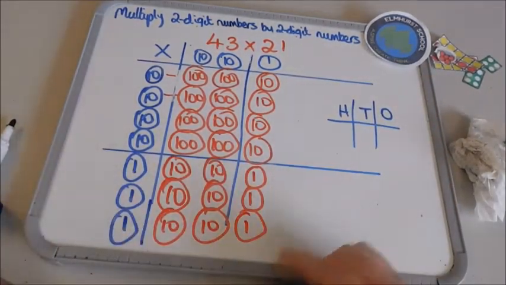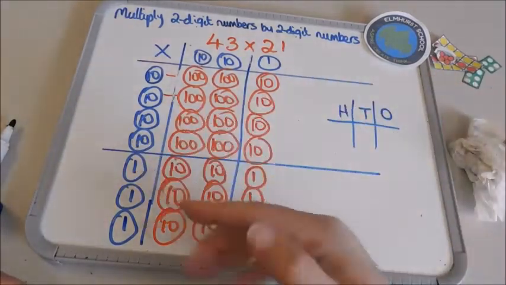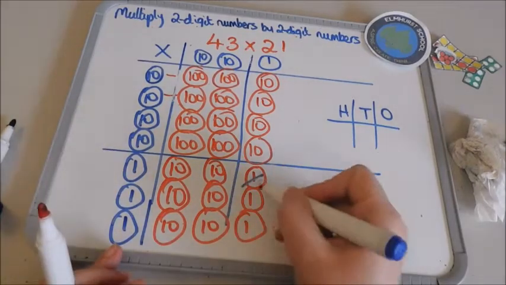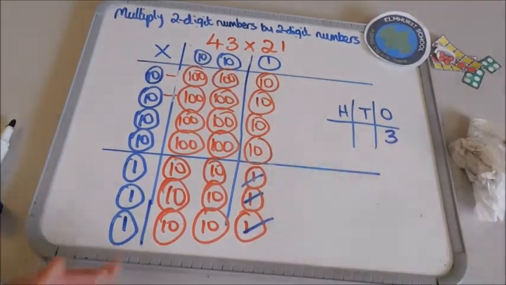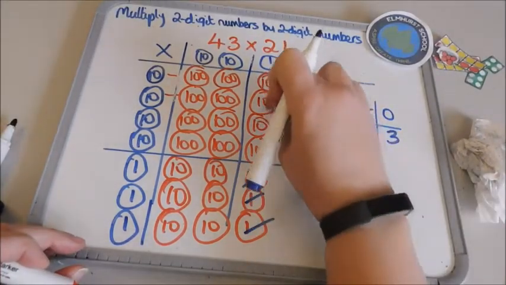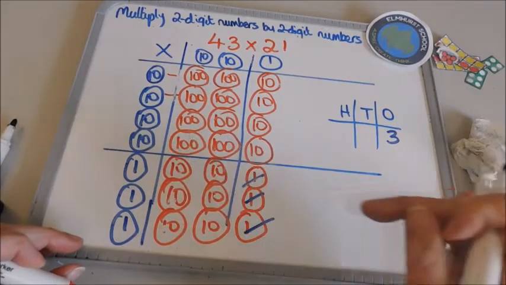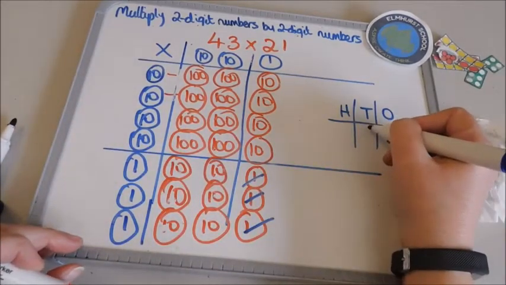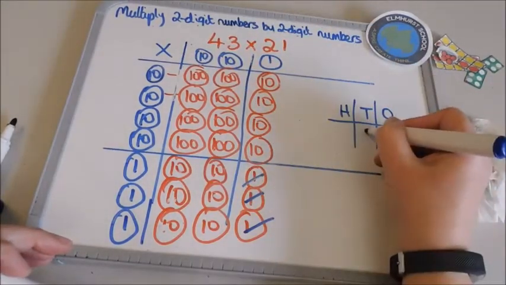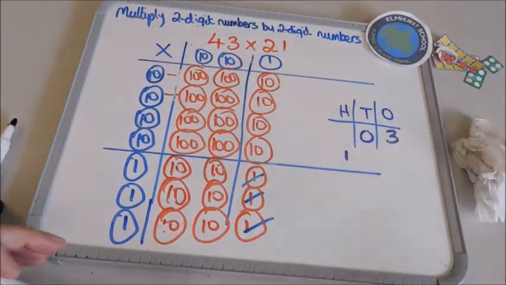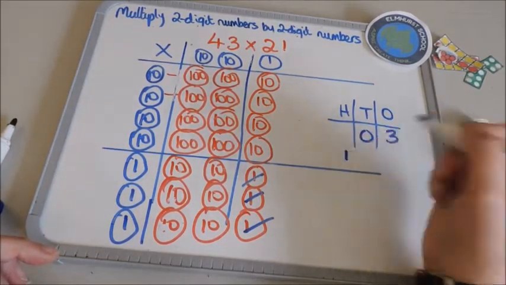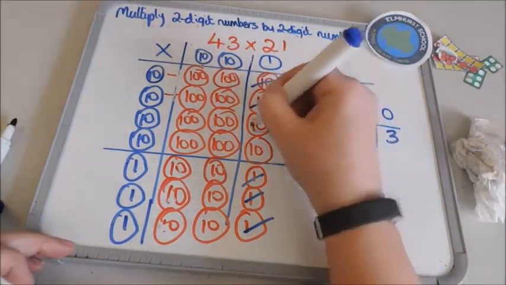Okay, so start with the smallest column. How many 1s have I got? So I've got 1, 2, 3 1s. Okay. Now how many 10s have I got? 1, 2, 3, 4, 5, 6, 7, 8, 9, 10. I can't put 10 in there. So actually 10 10s are 100. So I'm going to exchange it. So there's my 10, note down, carry the 1. Okay, so they're done.